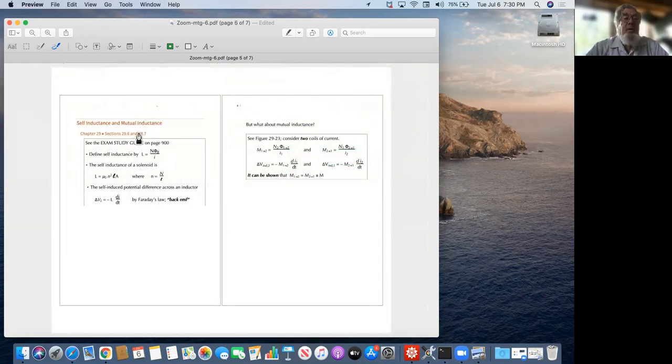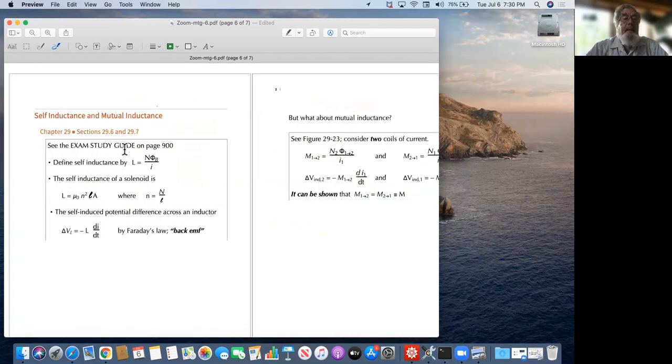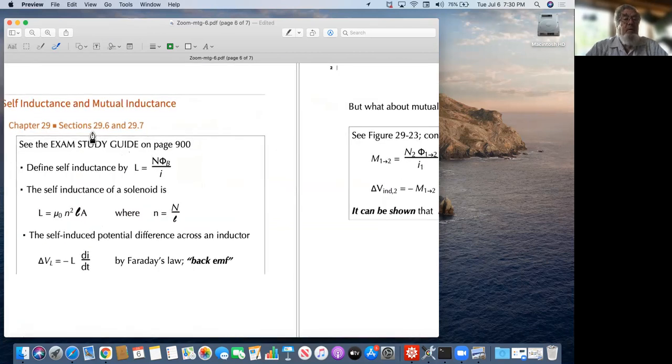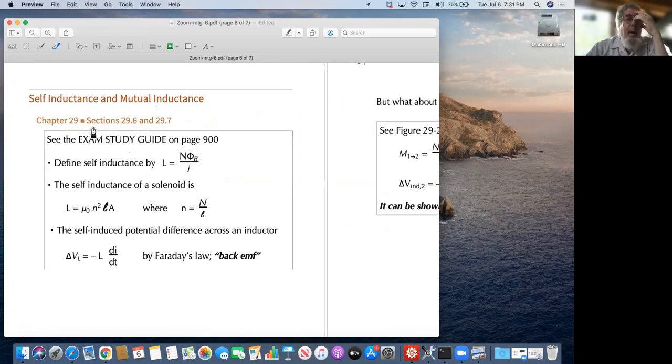Self-inductance and mutual inductance are described in these two sections. If you look at the end of chapter 29, on page 900, there is something called the exam study guide. It shows you what to study for an exam, according to these authors. And these are some of the items in the study guide.